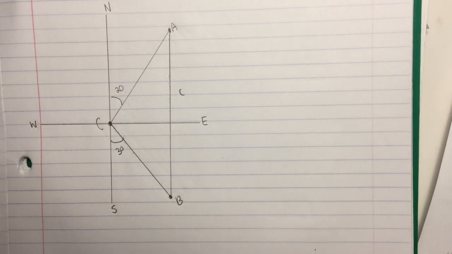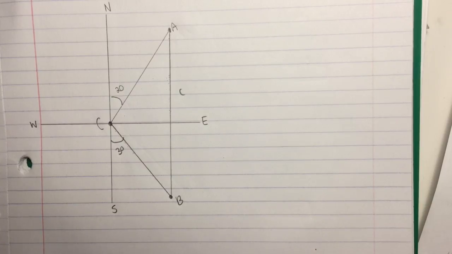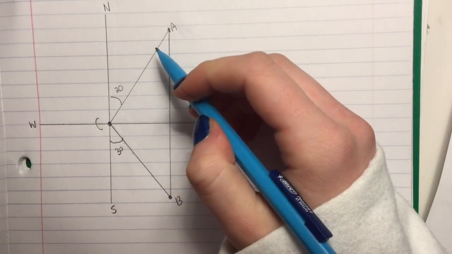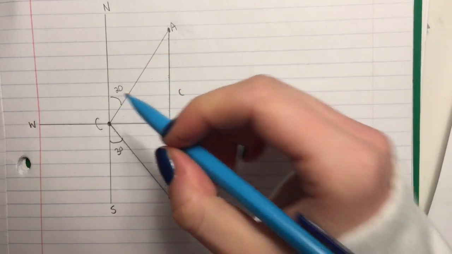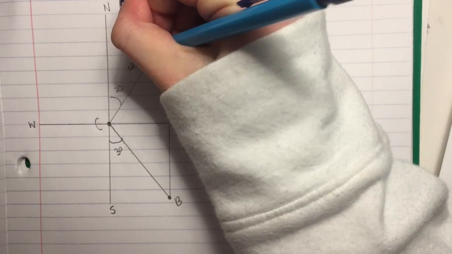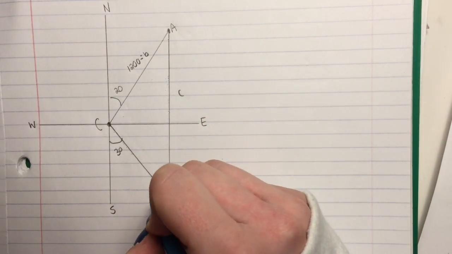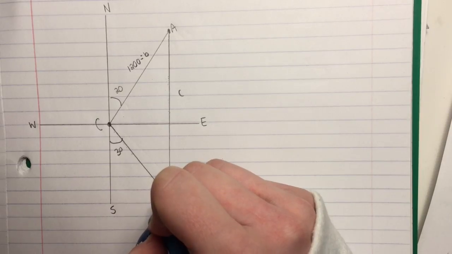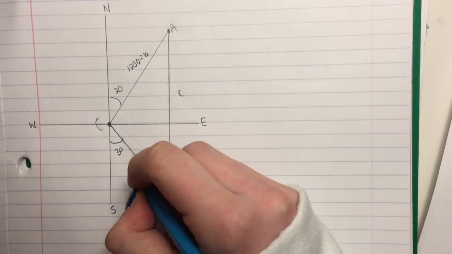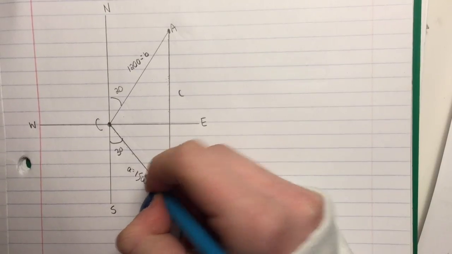So it says, how far apart are the planes after 3 hours? So if plane A flies 400 miles per hour, it means in 3 hours it would travel 1,200 miles. We'll label that side B. And if plane B flies 500 miles per hour, in 3 hours it will have traveled 1,500 miles.